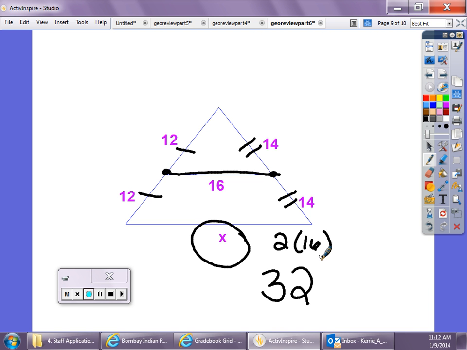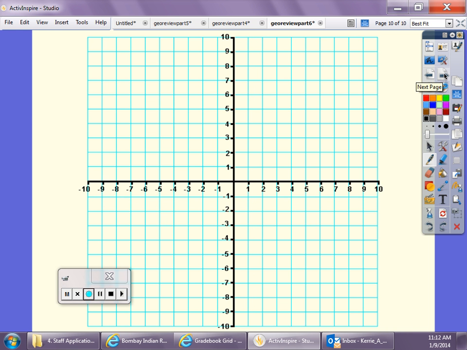Okay, number 60 I'm going to go over, but I'm not going to do all the details. Okay, we need to plot the points. 3, 2, over 3, up 2. 1, negative 2. 2, negative 5. And 4, negative 1. Okay, what shape do you think it is? Okay. This line is actually longer than this one, so can it be a rhombus? A rhombus has to have 4 equal sides.